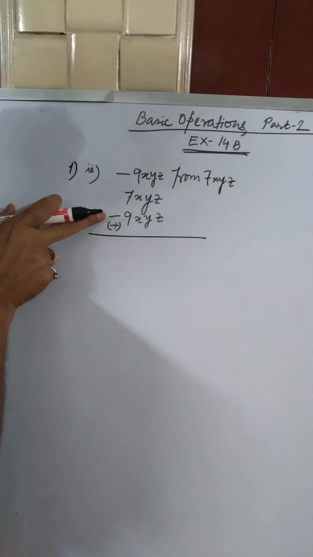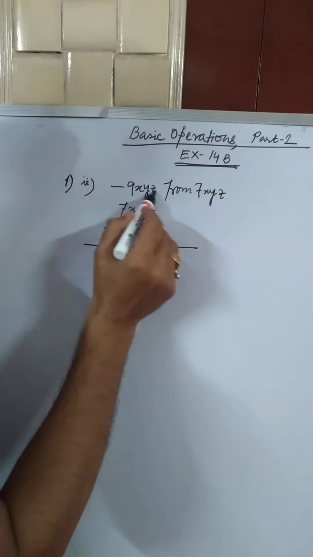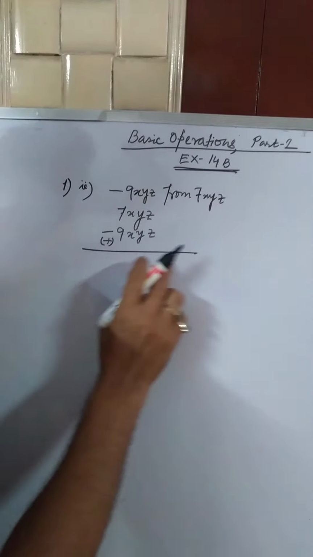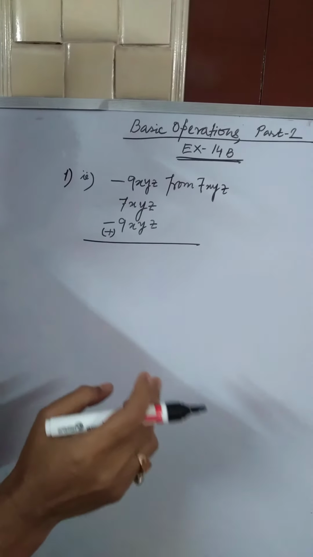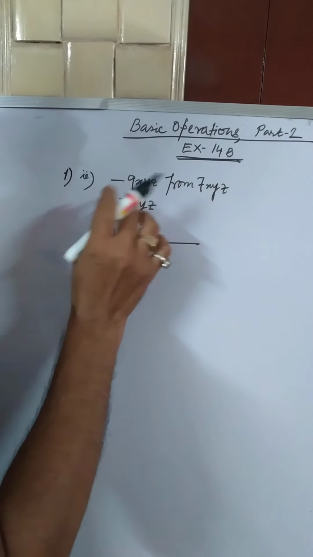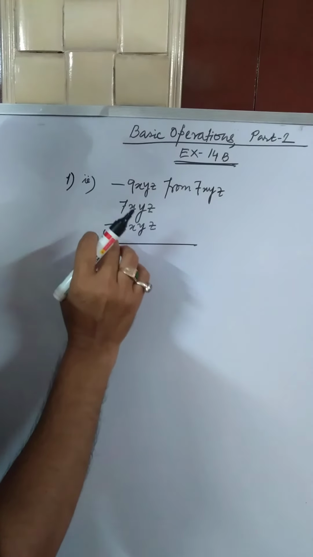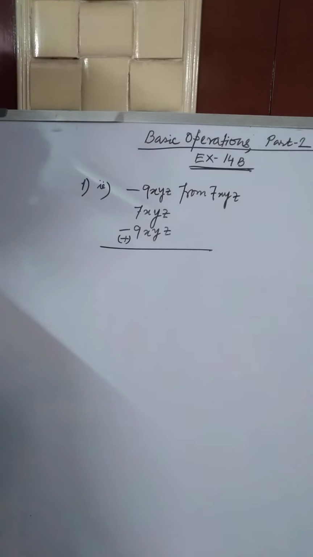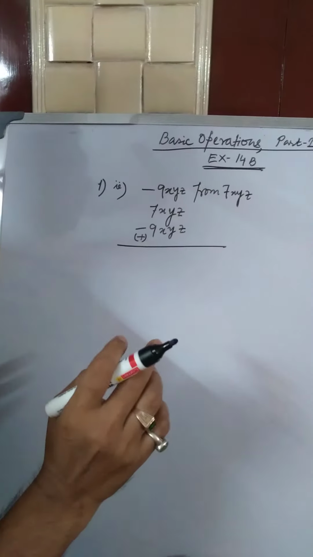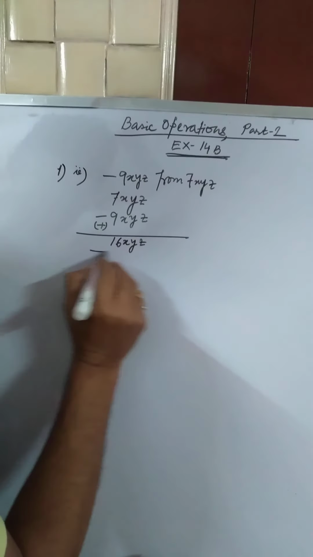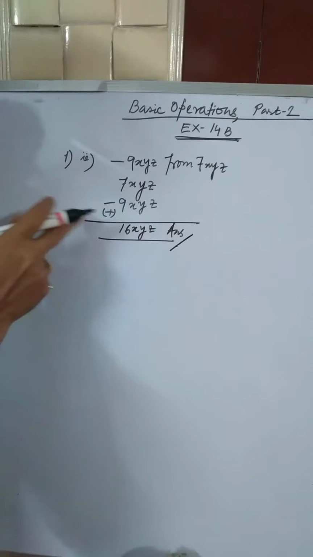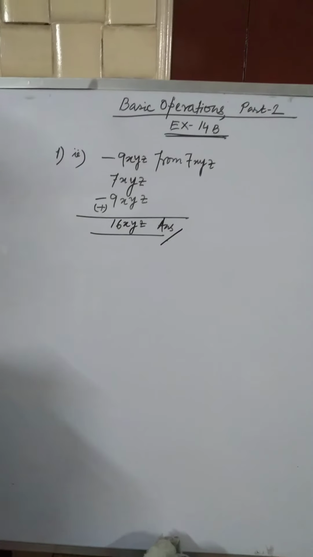Now ignore this sign. Now consider the changed one. Now minus 9xyz plus 9xyz, so minus 9xyz plus 9xyz, minus 9 plus 9xyz and plus 7xyz. So what you have to do? You have to add that. So 9 plus 7, that is 16xyz. Here it is the answer of this one. See that one? Okay.